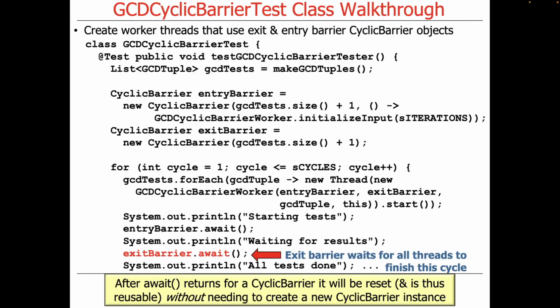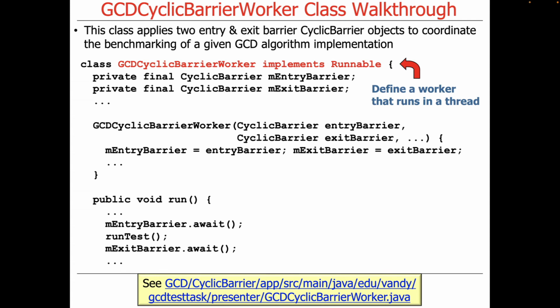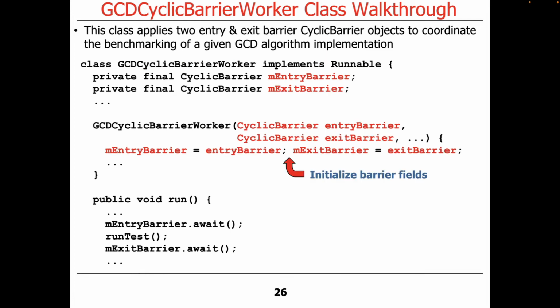So now that we've seen the overall driver program here that creates the entry barrier and the exit barrier and then creates a GCD CyclicBarrier worker, let's take a look at the GCD CyclicBarrier worker. That's the thing that's really doing the processing here. It's running the algorithm. So as you might imagine, GCD CyclicBarrier worker implements runnable. So that's how we can pass it to a thread constructor. And it's got a bunch of fields.